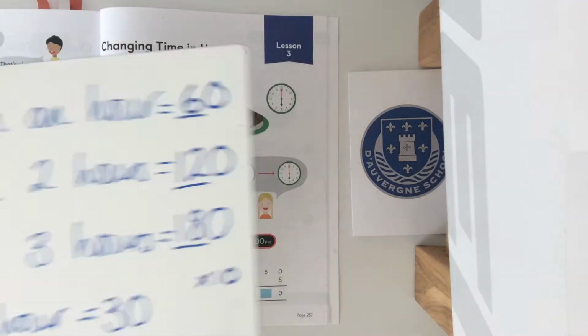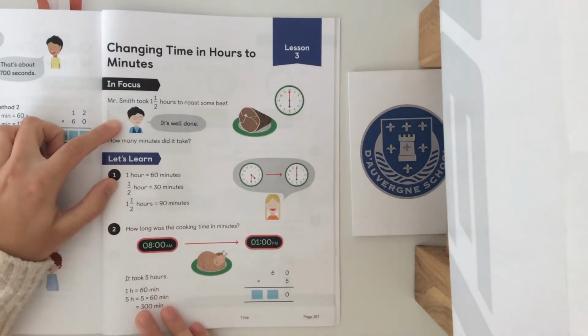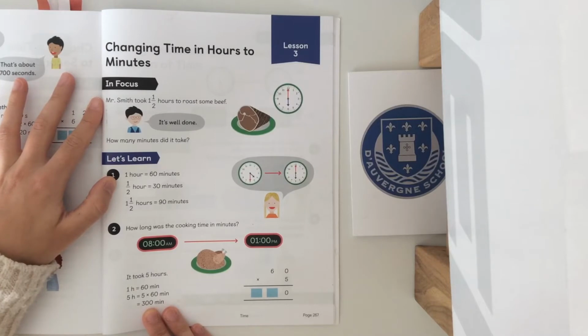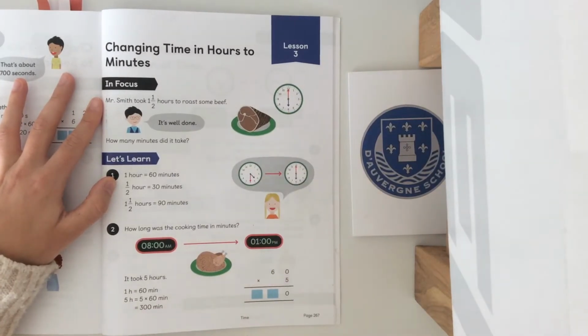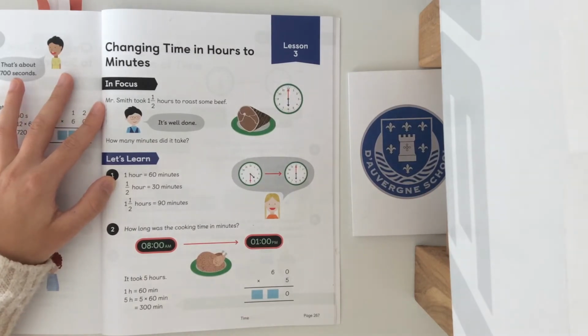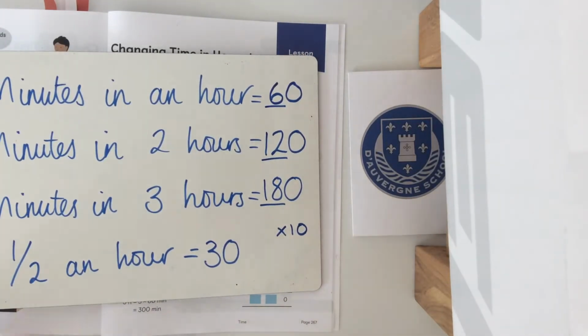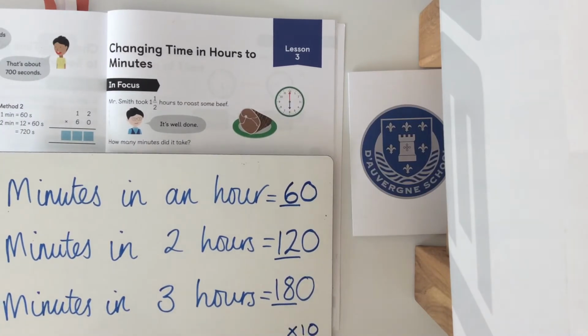So, let's have a look at our in focus task for today. It says, Mr. Smith took 1.5 hours to roast some beef. How many minutes did it take? So it finished at 6 o'clock. It took 1.5 hours. How many minutes did that take? Think about the information you've already worked out. I'd like you to have a go at working out how many minutes it took if it took 1.5 hours. Pause the video now whilst you give that a go.